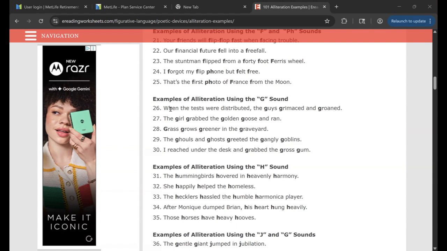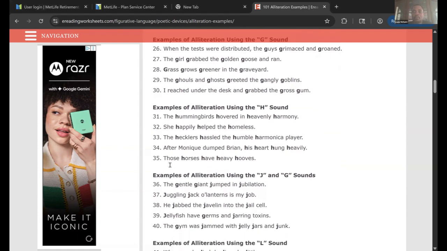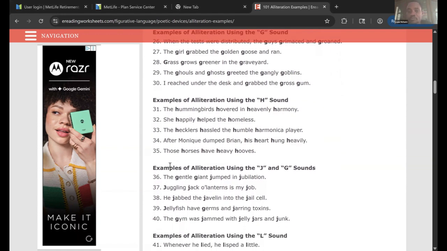The crews and girls greeted the gurgling goblins. OK, next. I reached under the desk and grabbed the gross gum. Gum. Okay, next. Example of alliteration using the H sound.